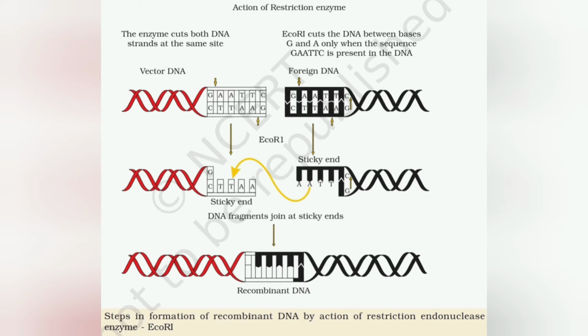Here is the action of restriction endonuclease. There are two kinds of enzymes. They produce two kinds of ends. First is they produce blunt ends. Second is they produce sticky ends. When the ends are produced in a way that they have some flanking sequences, then it is very easy to combine the two DNA molecules according to the complementary bases.